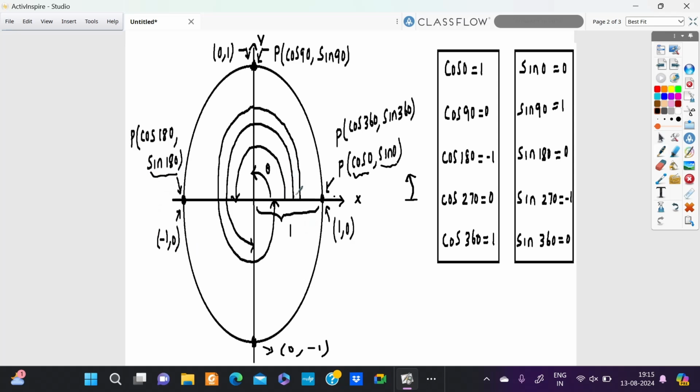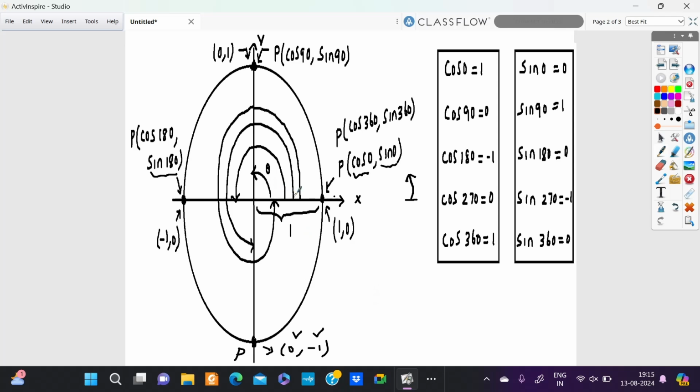Likewise it continues. I just move on until negative y-axis in the counterclockwise direction starting from the initial x-axis. I have an angle of 270 degrees. So if this point is P, which is cos 270 and sine 270, cos 270 is 0 and sine 270 is negative 1.